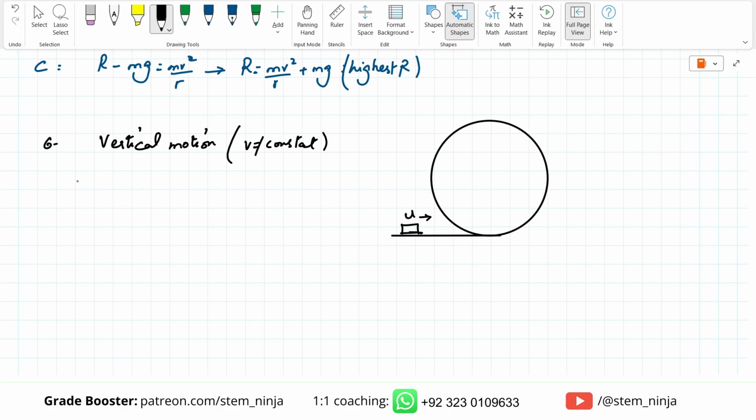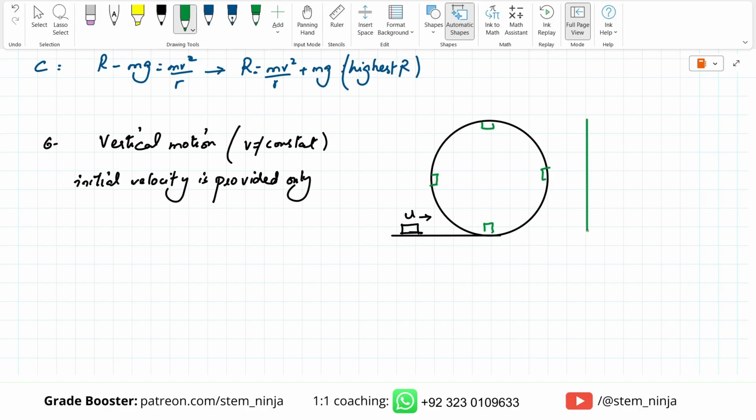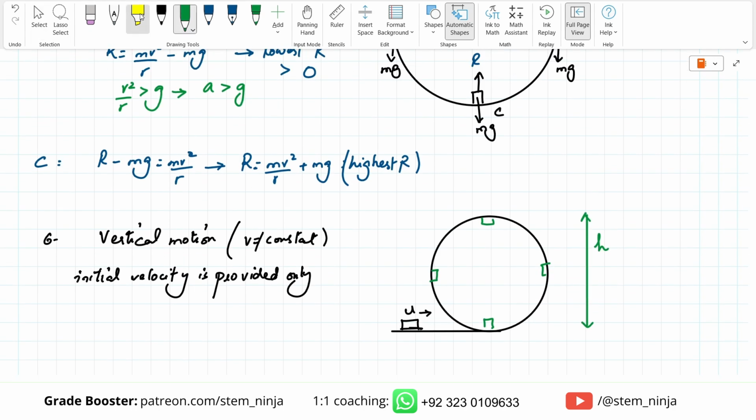So obviously, initial velocity is provided only. That means this car or this toy has to go through all the locations of the loop. And again, this is vertical, so it will have some height change also. So what we have over here, it will be a similar problem.